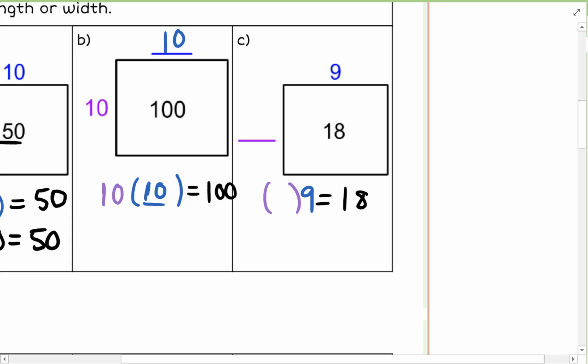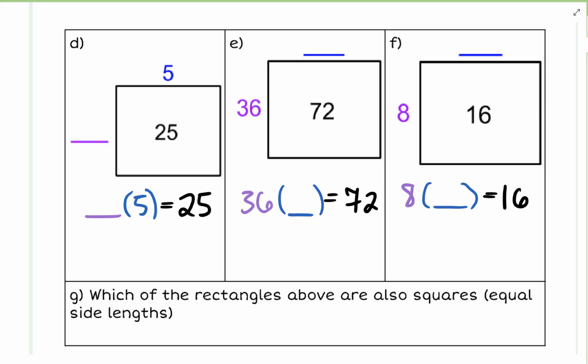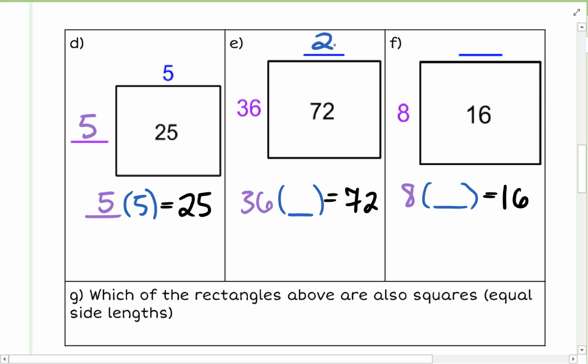The area here is 18. So I want to know what times 9 is 18. That would be 2. 2 times 9 is 18. Something times 5 is 25. 36 times something is 72. 8 times something is 16. See if you can solve for these missing pieces. You should have 5 times 5 is 25. 36 times 2 is 72. 8 times 2 is 16.